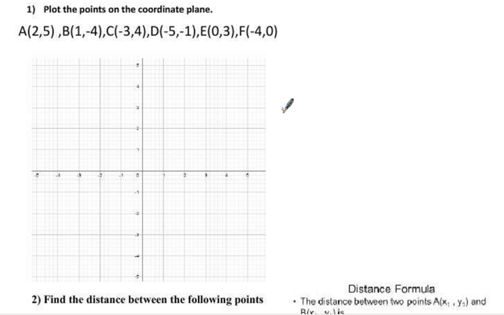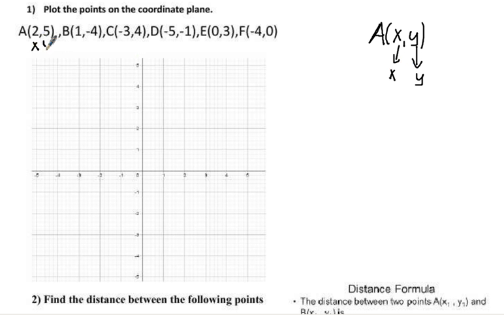There are 6 points given on a coordinate plane. We have points A, B, C, D, E, F. For each point, as you know, let's remember we have two components. For any point we have X and Y. So the first is on the x-axis, the second is on the y-axis. So let's show these points.